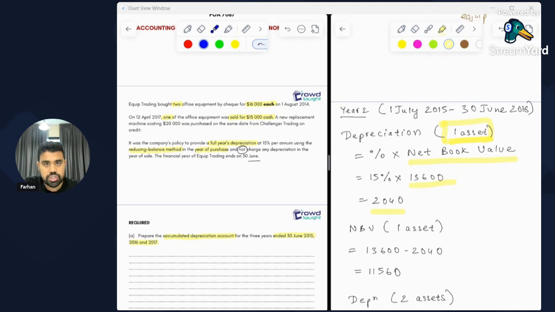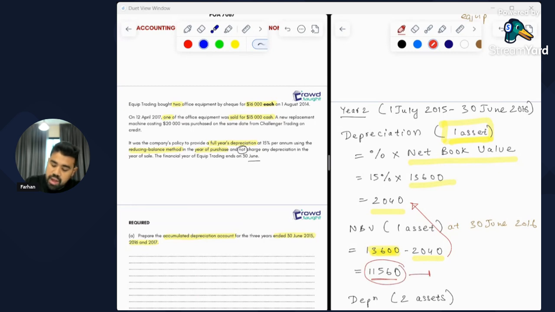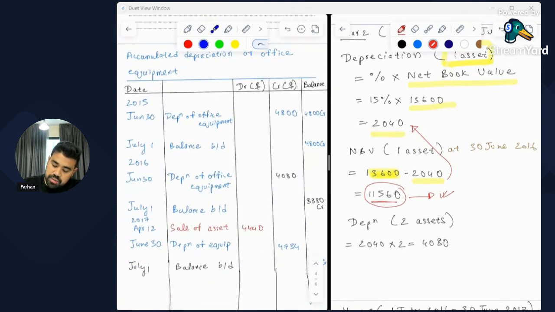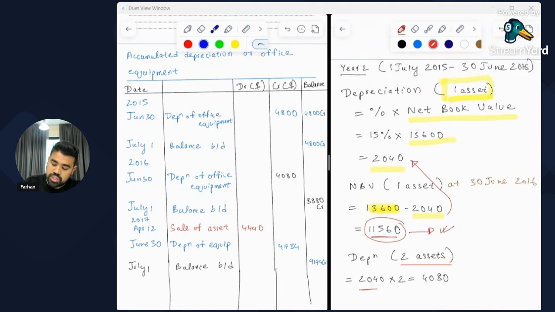And that's for one asset, as we understand. Both of these assets should have similar depreciation calculated because they were purchased for the same cost and they are being depreciated using the same reducing balance method and same percentage of 15. So the net book value for one asset now at the end of year 2, at 30 June 2016, all right, is the previous net book value that we had, which is 13,600 minus the new depreciation of $2,040 that we had calculated for the current year ending 30 June 2016. Make sense? And that gives us a net book value at 30 June 2016 of 11,560.